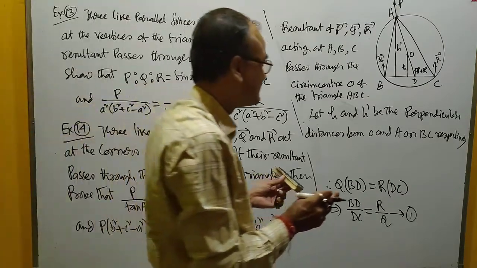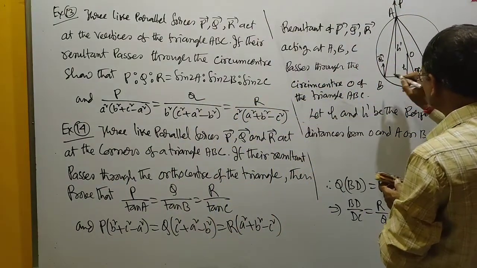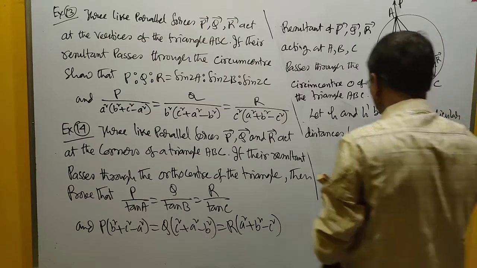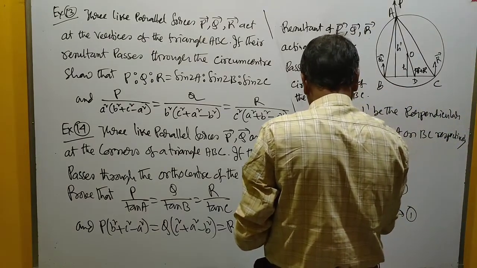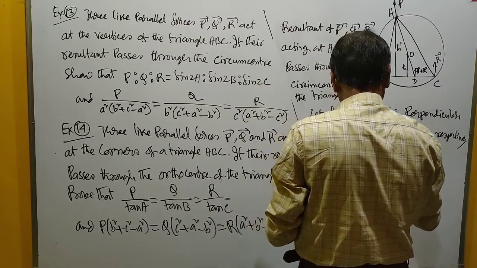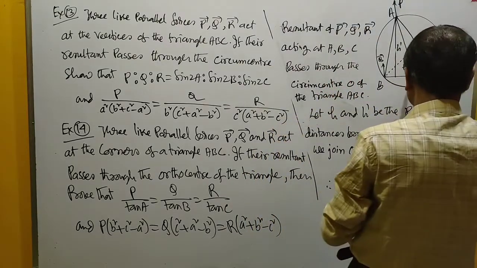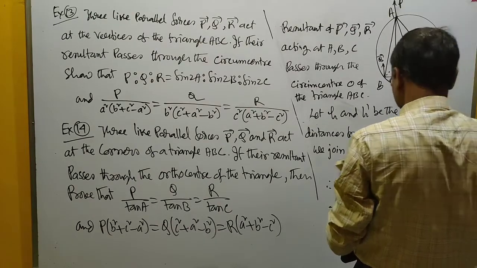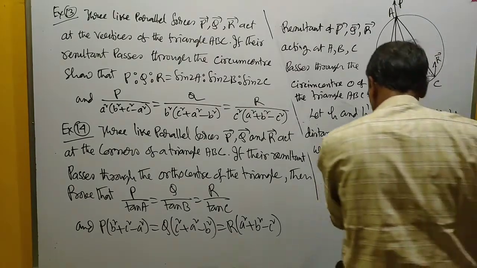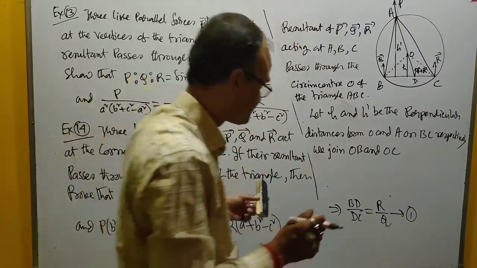BD. Now, you may write. Let us join. First, we join OB and OC. Join OB and OC. Now, 1 in place.